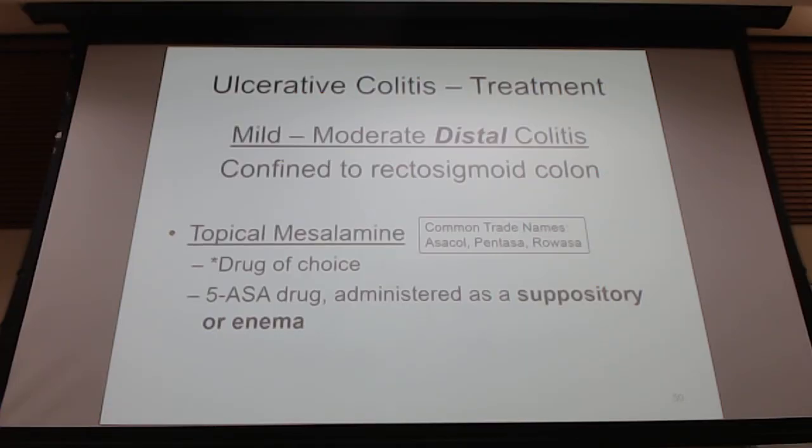Right here, I said, I need you to know drugs of choice. Drugs of choice. So, mild to moderate distal colitis related to ulcerative colitis, the drug of choice is going to be that topical mesalamine. Topical mesalamine. There are common trade names for you.